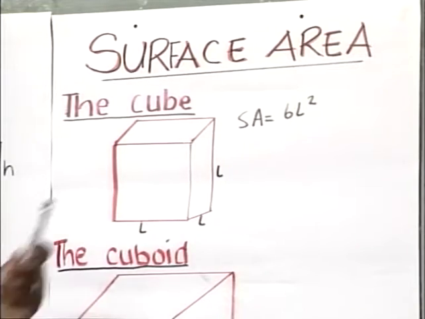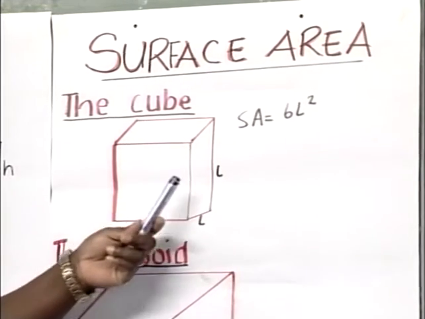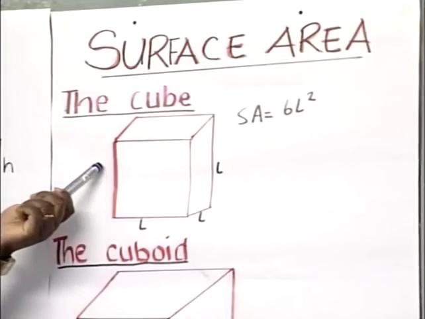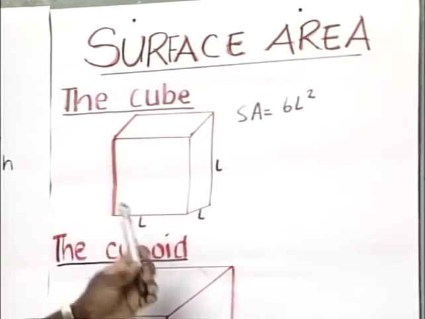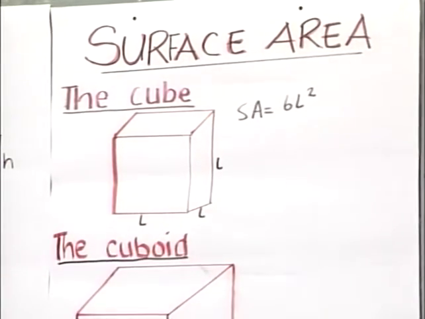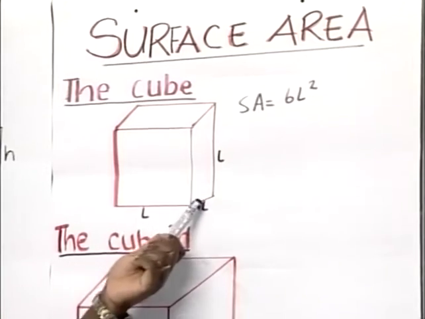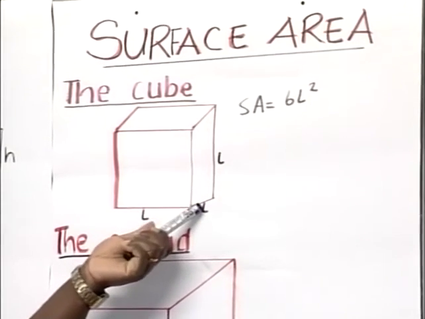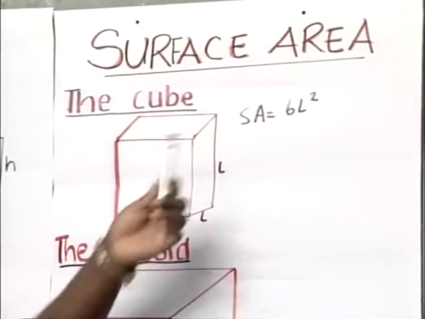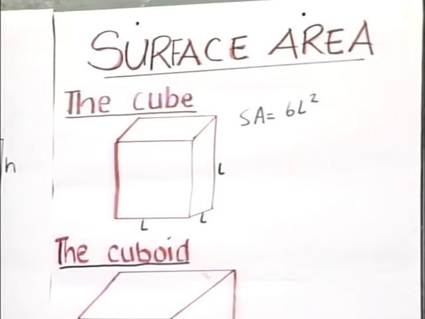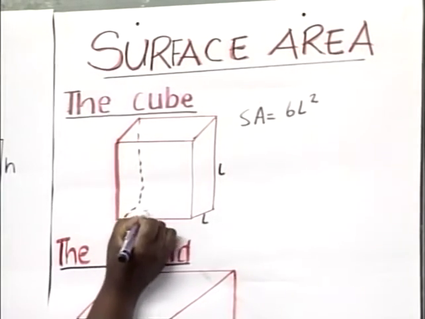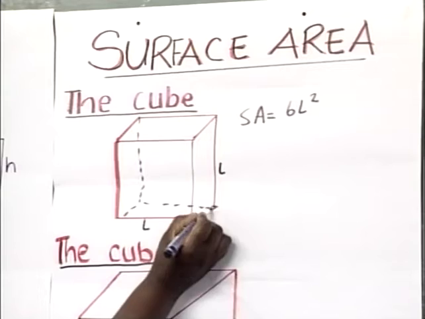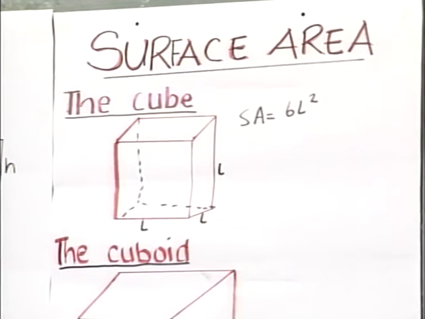We know that the cube has 6 faces. There's 1, 2 on the side, the front, and 1 at the back, the top and the bottom. So there are 6 faces. Each of them are squares, L times L. So the surface area of a cube is 6L squared. Okay, in some books you might see S instead of L, but it means the same thing.